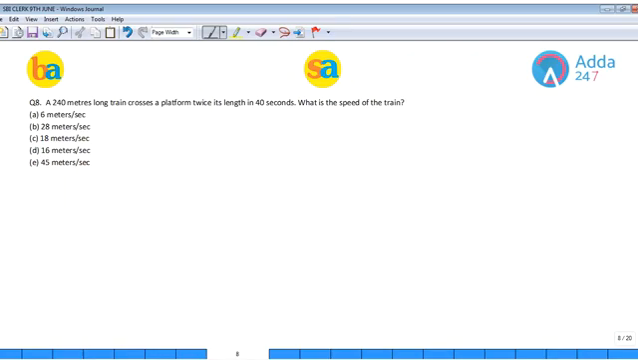Question number 8. A 240 meters long train crosses a platform twice its length in 40 seconds. What is the speed of the train? So speed of the train will be equal to 240, that is the length of the train, plus 2 into 240, that is the length of the platform, that is twice its length, upon 40.